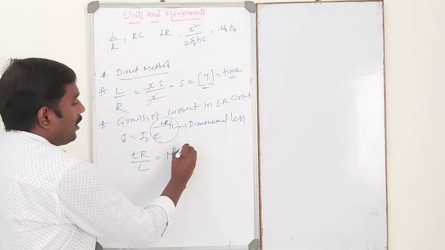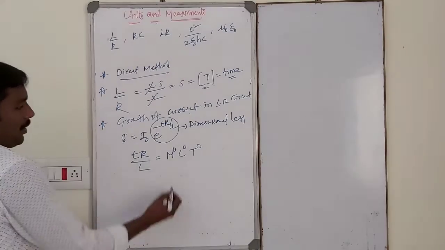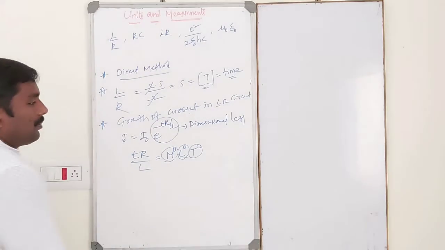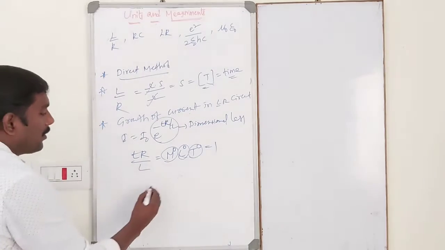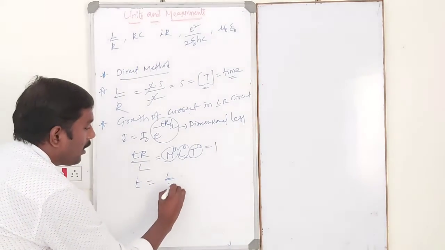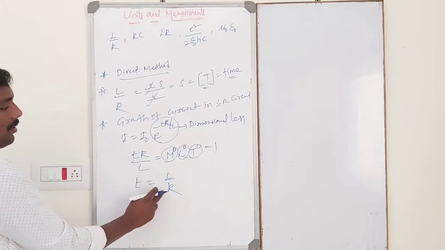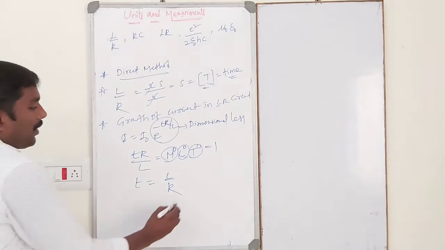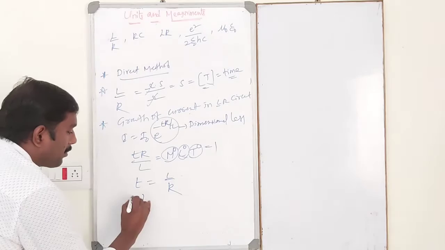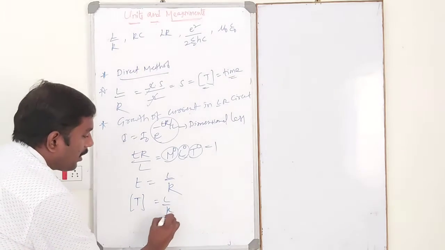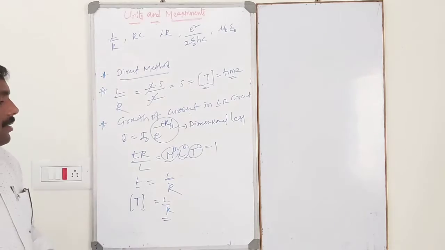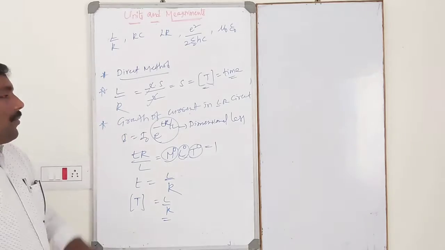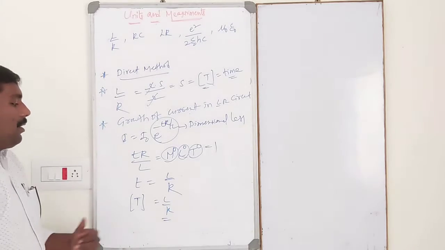Then M power 0, L power 0, T power 0. What are the values? There is nothing but 1. On cross multiplication, T is equal to what? L by R. So what is the value of L by R? T. So the dimensional formula for L by R is nothing but capital T. This is the simplest way to find out the dimensional formula for L by R.